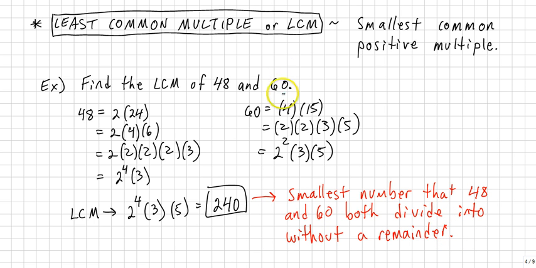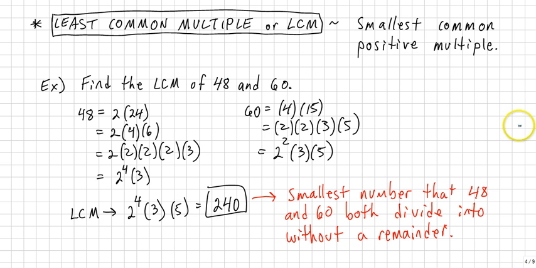So, 60 will divide into 120 without a remainder, but 48 will not go into 120 without a remainder. 60 will go into 180 without a remainder, but 48 will not go into it. So 240 is the first number you come to that 60 will divide into without a remainder and 48 will divide into without a remainder. So we call that the least common multiple.